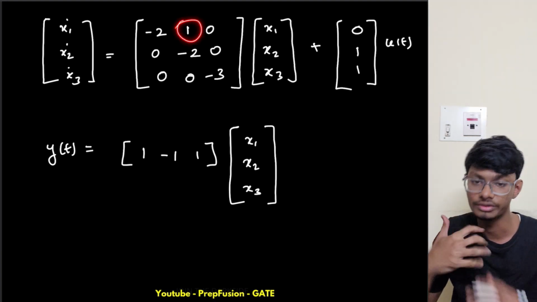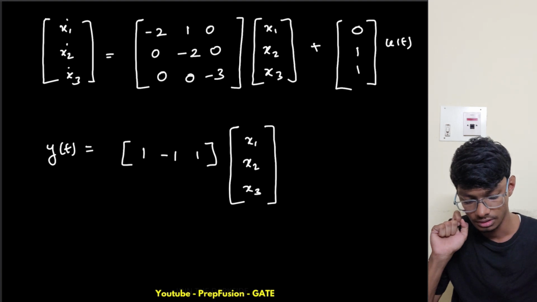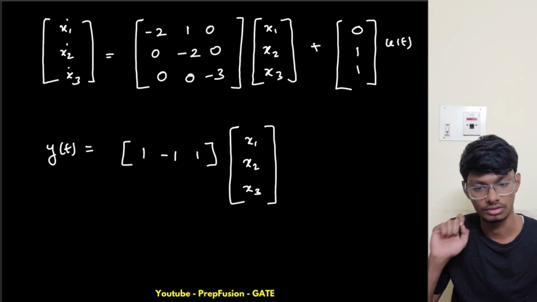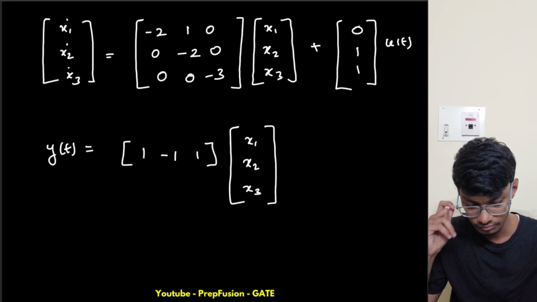In Jordan canonical form, what happens is above the repeated eigenvalue we get a 1. That is basically what the Jordan canonical form tells us. So yeah, this is what my Jordan canonical form is.